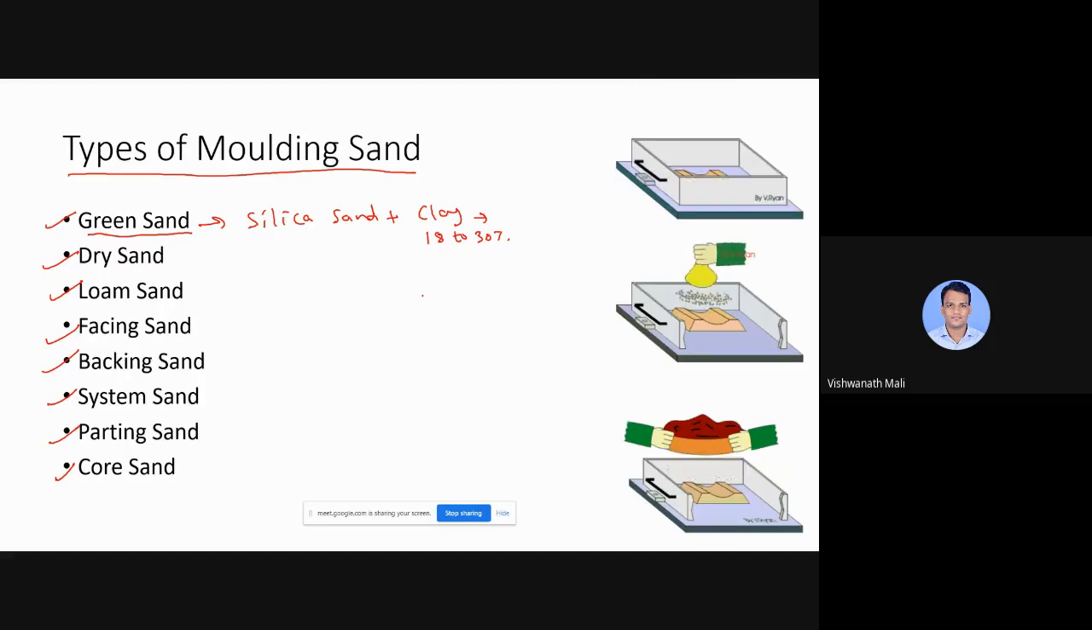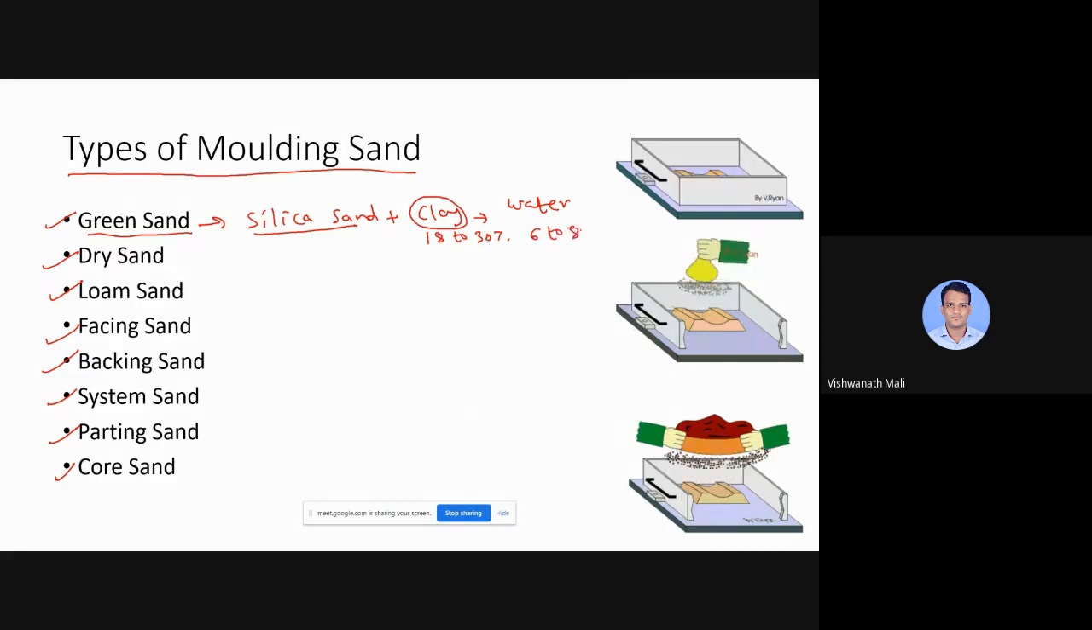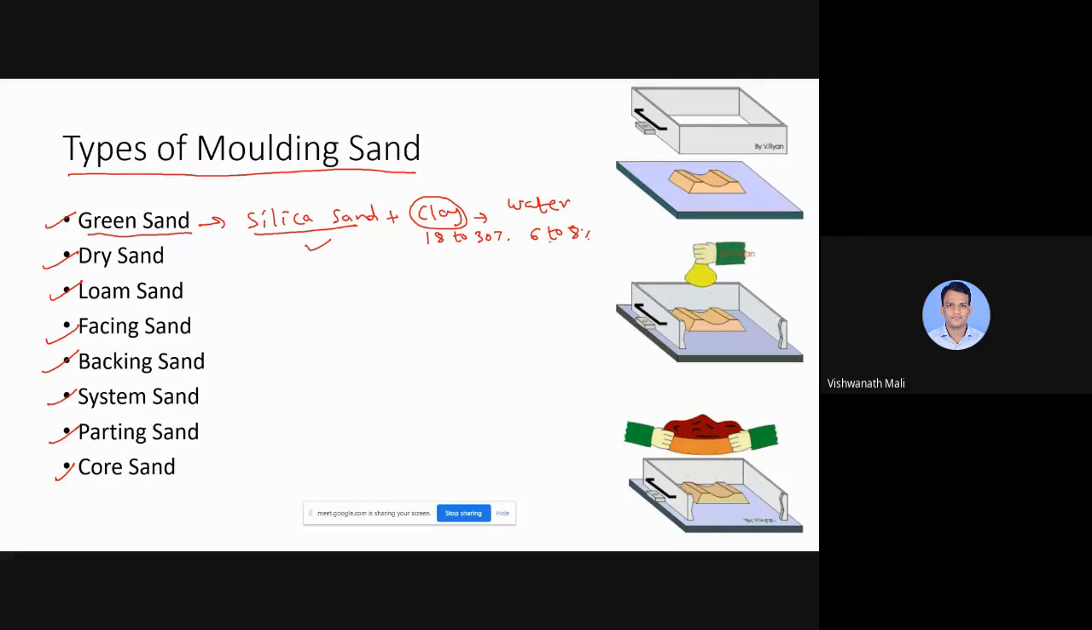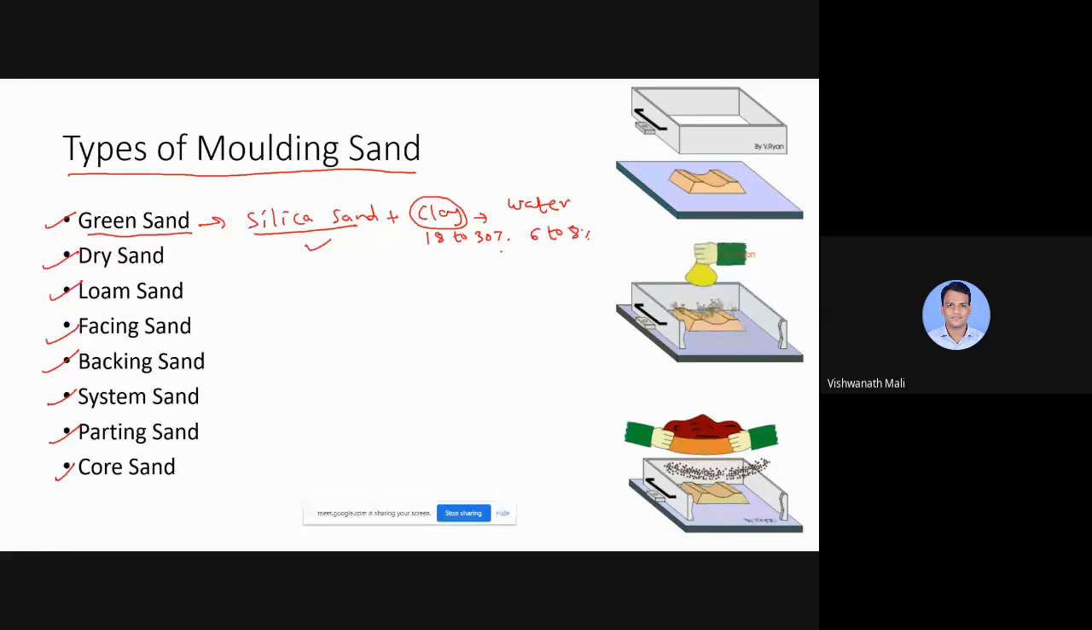Clay is what we use to prepare different types of pots. That clay absorbs the moisture, so we need clay in the molding sand. And here it is the silica sand. So it is a mixture of silica sand and clay plus water. What is the water percentage here? It is about 6 to 8% water. So 18 to 30% clay, 6 to 8% water, and the remaining is silica sand. When this composition is there, we call it green sand.